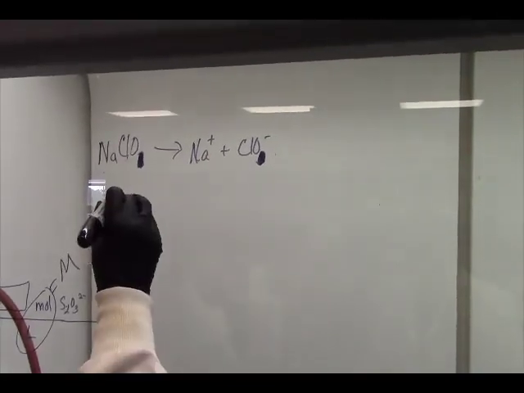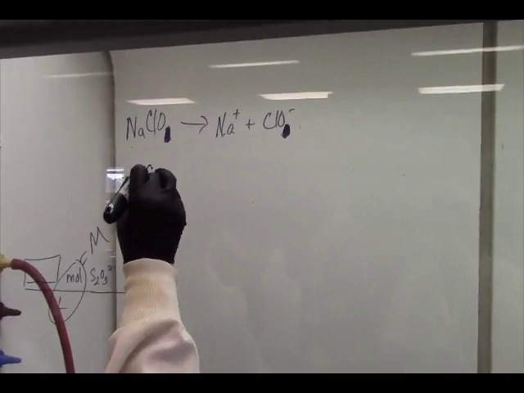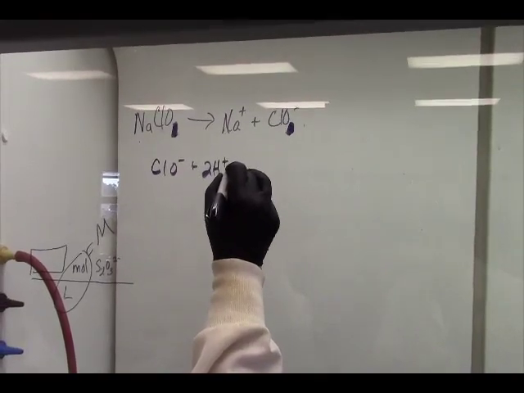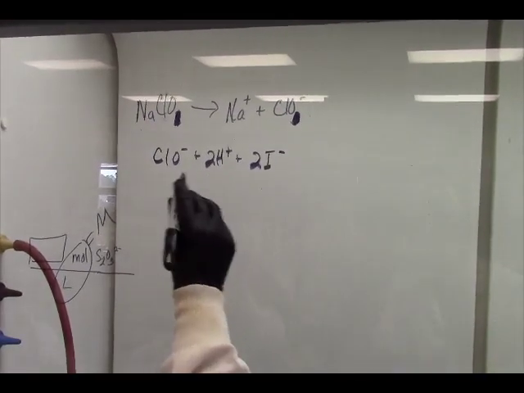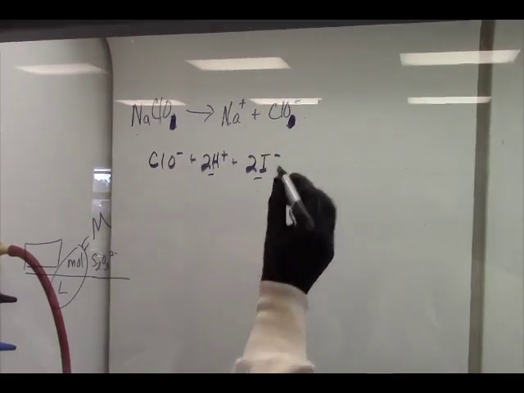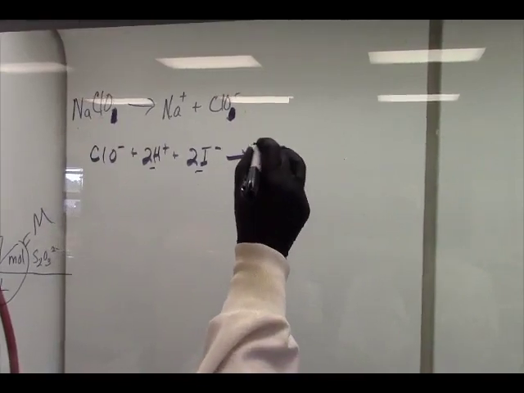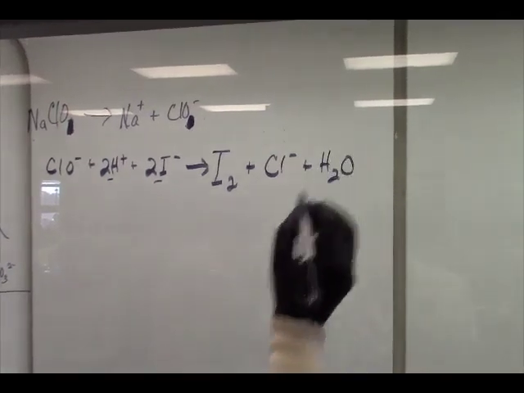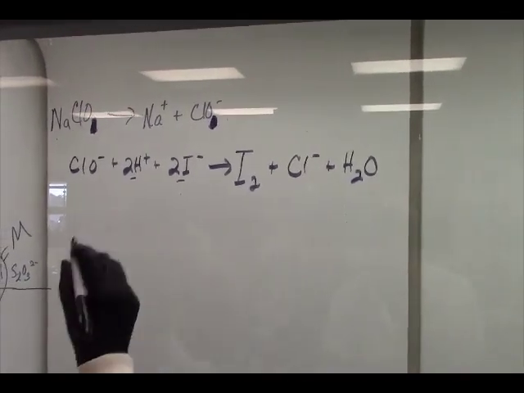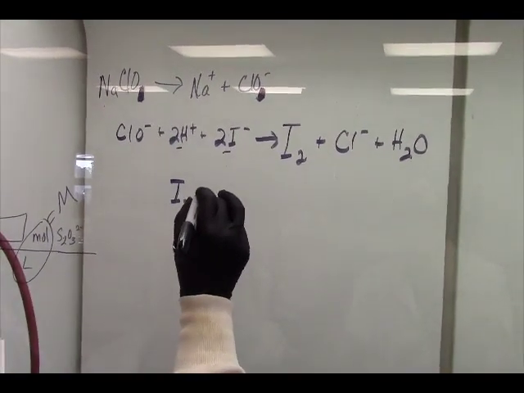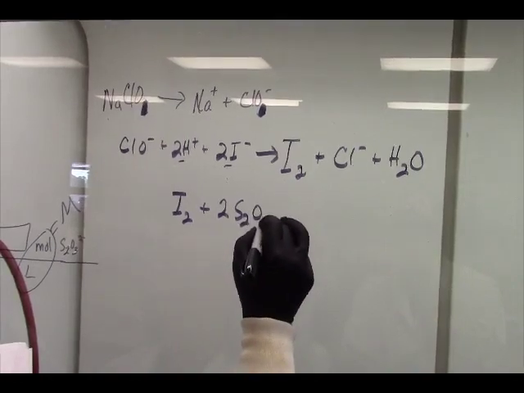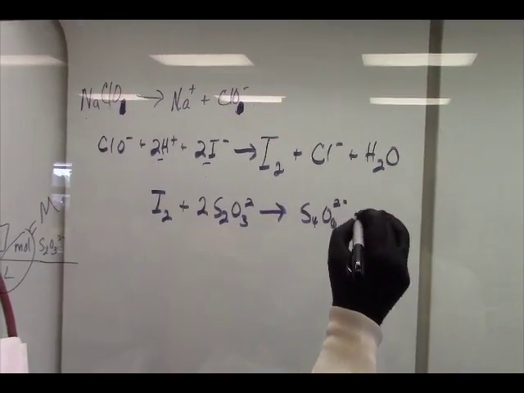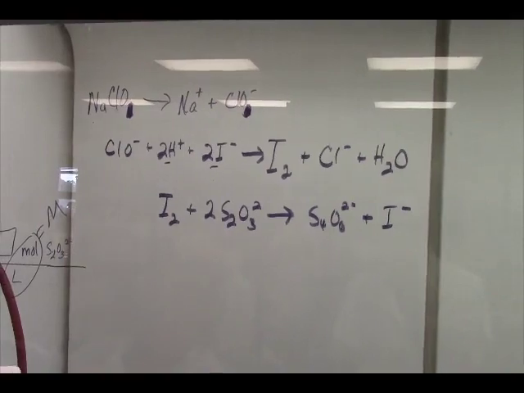All right. So that breaks down when it's in solution because it's a sodium salt. Then what you've got is your hypochlorite reacting with the acid that we added and the I minus that we added to give you I2 plus chloride ion plus water. Okay. Now remember, this then goes back into our overall net equation with sulfate, to give us this.